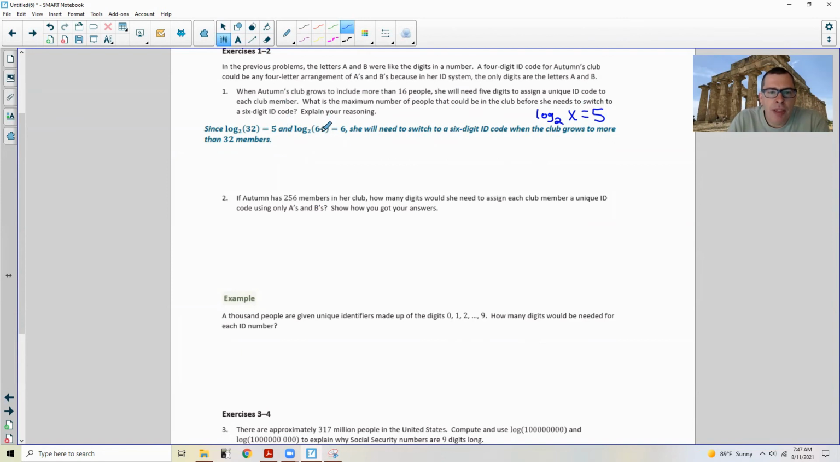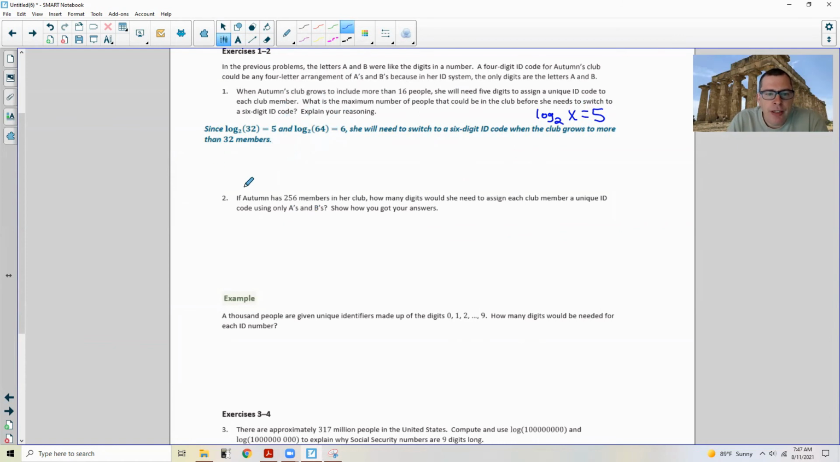And then log base 2 of 64 equals 6. 6 digits are required for up to 64 people. And then obviously you would do it one more time to get to the next. When would you need a 7-digit code? That would be when there were 128 members and so on.